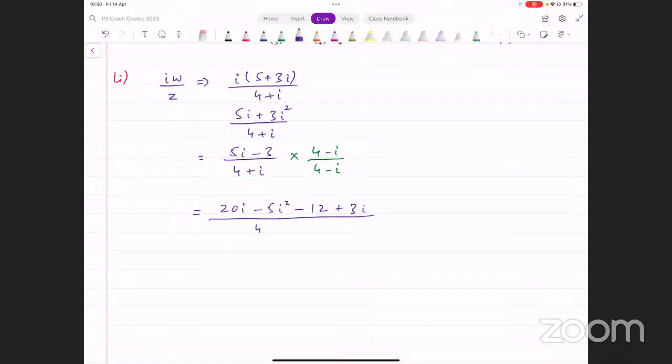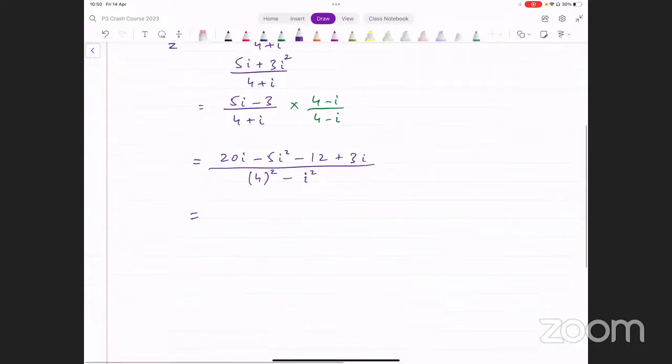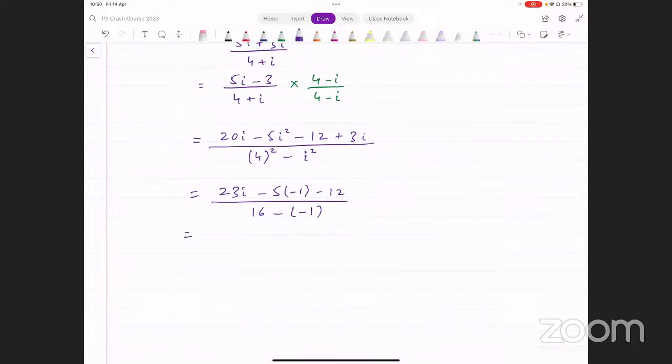whole divided by, this is a plus b into a minus b. So that gives us 4 squared minus iota squared. All right. In the numerator, we have 20 iota plus 3 iota. That gives us 23 iota. Minus 5 into minus 1, plus 5, minus 12. Whole divided by 16 minus minus 1. Let's simplify this. In the numerator, we have 5 minus 12, that gives us minus 7 in the numerator.